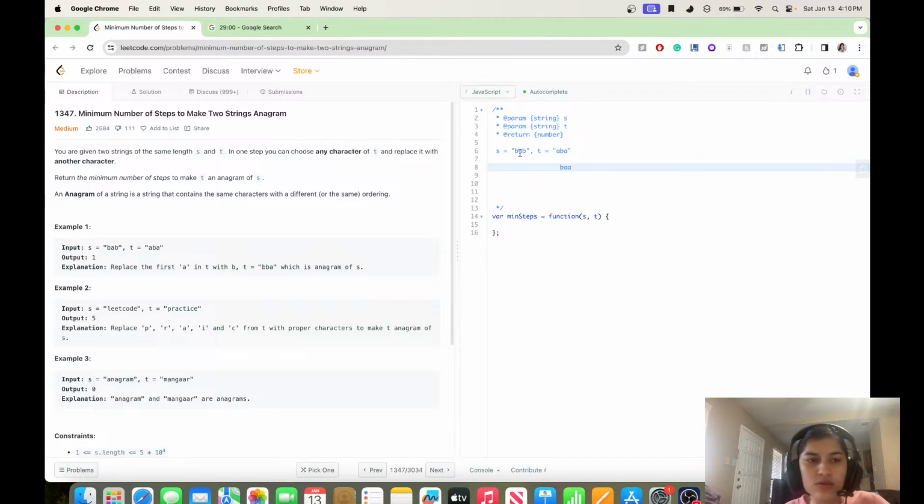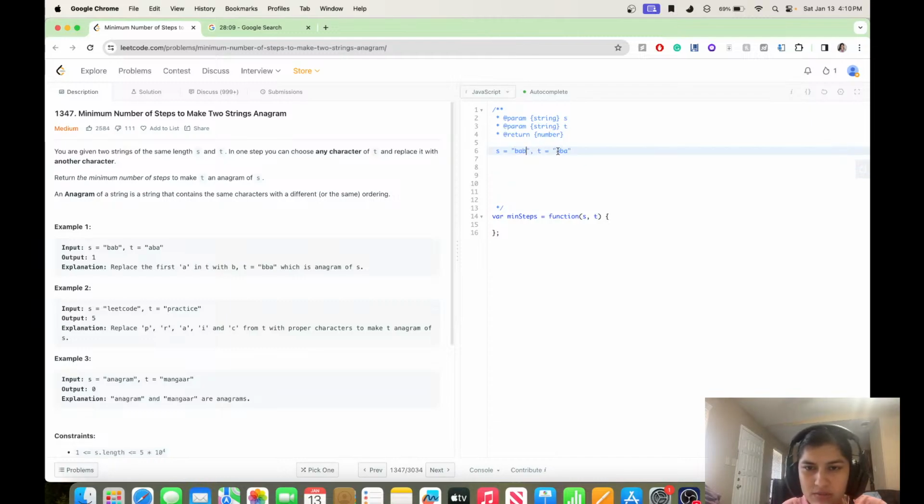So the question is basically saying that I can replace one character with another only in the t string. So I need to return the minimum number of steps required. How many times should I change? For example, there is b a b here, right? So how many times should I change?